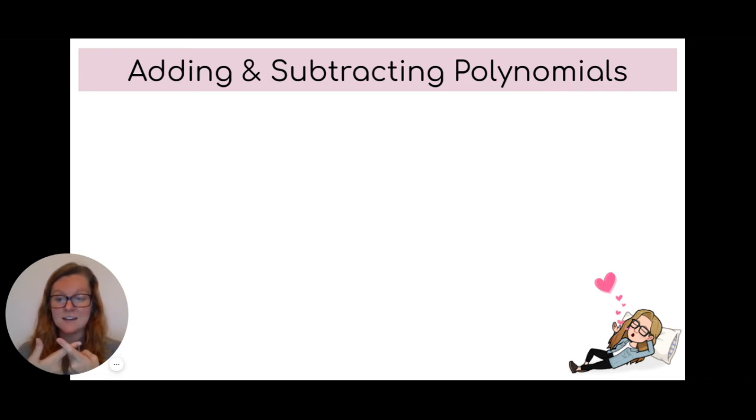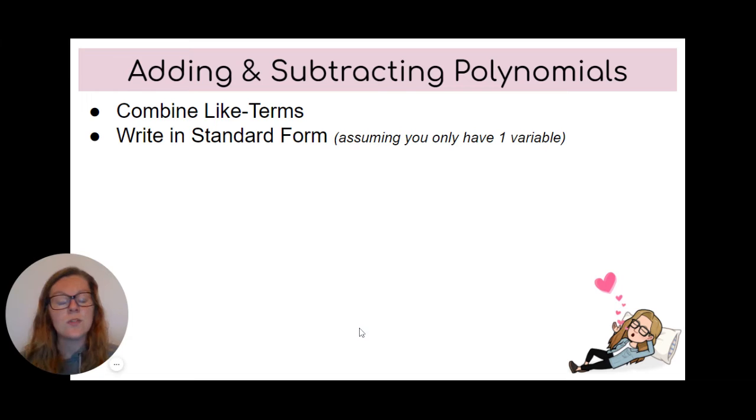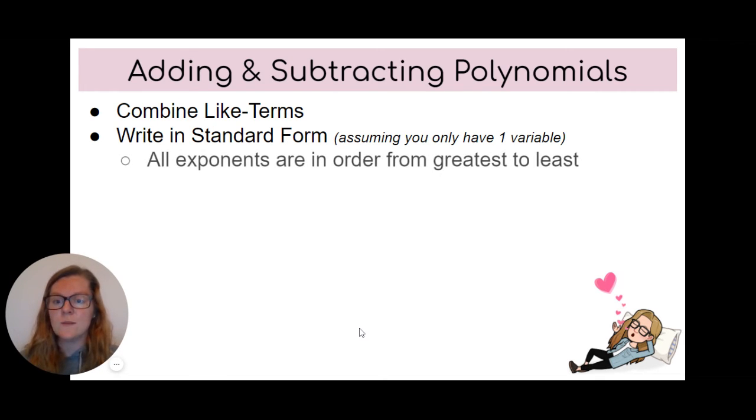Now, let's go ahead and add and subtract them together. So we're going to do that by combining our like terms, and then we're going to write it in standard form, assuming we only have one variable. So sometimes we'll have like x's and y's and z's. We can't really write that in standard form, so standard form is only when we have just one variable. And to write it in standard form, we want to make sure that all the exponents are in order from greatest to least, going from left to right.